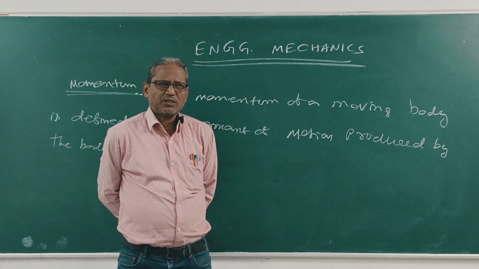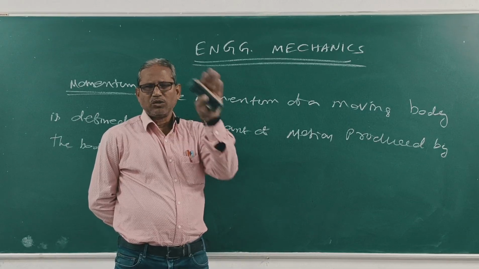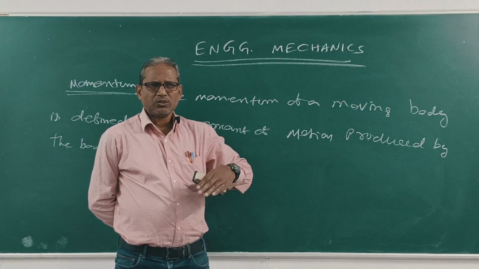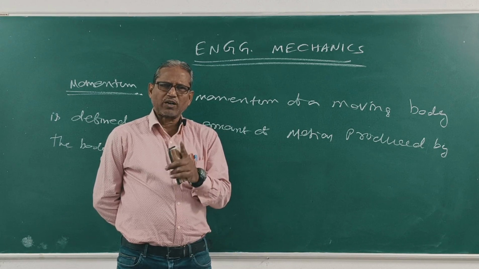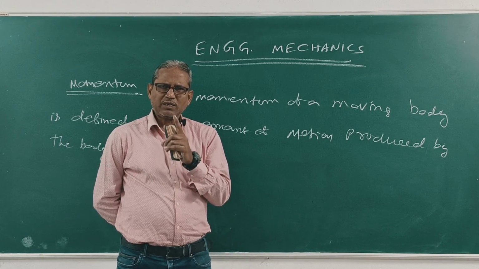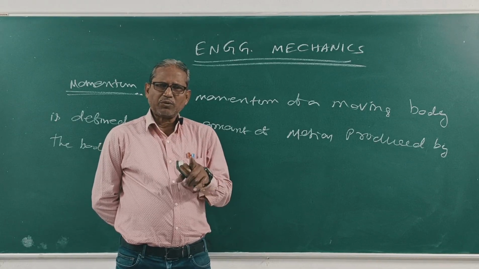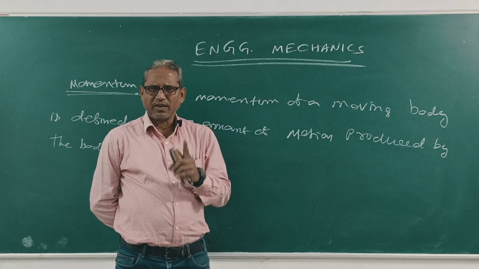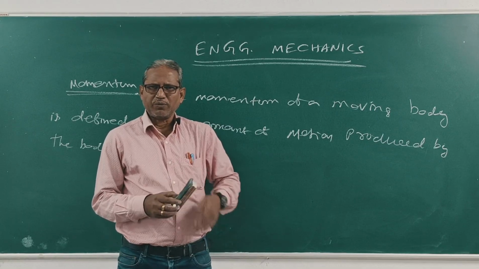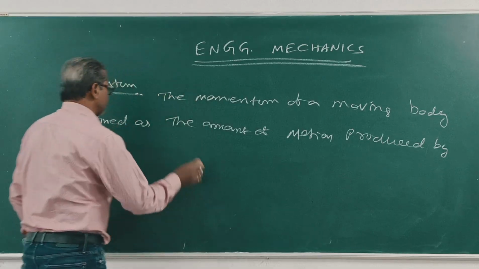So every body has two types of motion: motion of translation and motion of rotation. In case of linear motion, the momentum is equal to the product of mass and its linear velocity. In case of rotation, the momentum is equal to the product of moment of inertia and the angular velocity of the body. Clear?